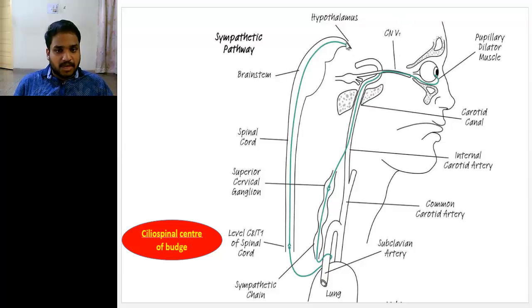Alright, so once again, from the hypothalamus to the ciliospinal center of Budge, from there at the T1 level it exits in close relation with the lung and the subclavian vessels, and through the cervical sympathetic chain it synapses in the superior cervical ganglion. From there, in relation with the internal carotid artery, it reaches through the cavernous sinus as the long ciliary nerve, enters the orbit and supplies the pupillary dilator muscle. Fine. So any lesion in this pathway would cause an ipsilateral Horner's syndrome.